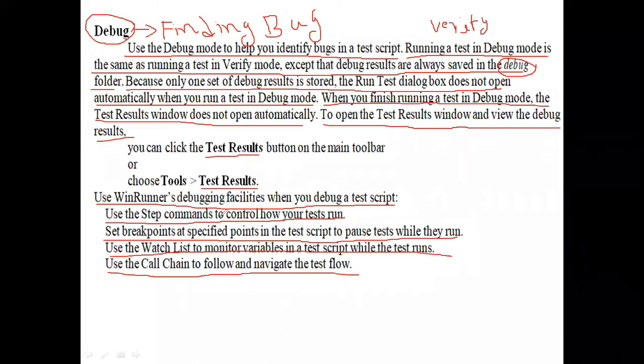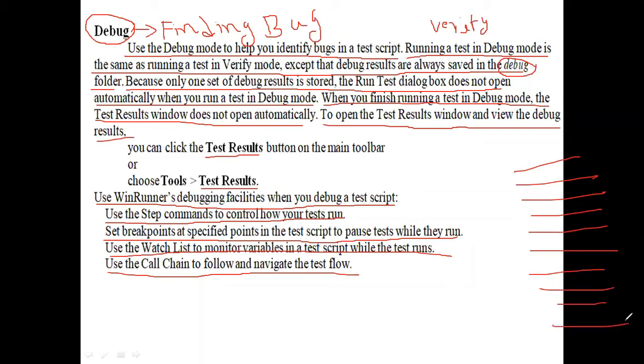That means when you are debugging, there are some facilities you have in WinRunner. The first one is the step commands to control your test run. For example, you have 10 lines of code, and by using these arrow marks, you can control the test run. I am in the 7th line, and I want to execute again from the 3rd line or 4th line. You control this with the help of step commands. Similarly, set breakpoints. For example, at the 5th line I want to break the execution, so you set the breakpoint there.